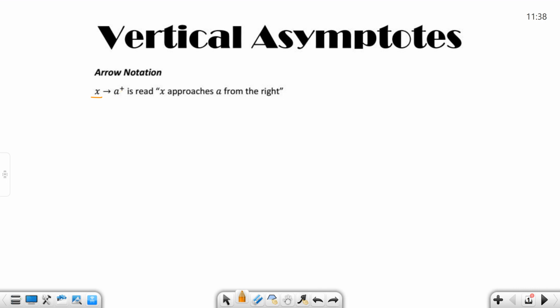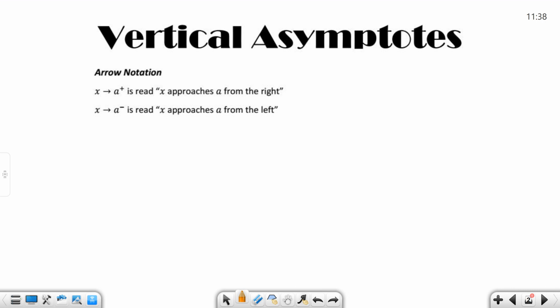That's because numbers bigger than something are on the right side of it. And so a plus sign means, well, if it's a plus, it's bigger than a, right? So then we're going to say from the right. All right, so then what if I change that plus to a minus? It says x arrow a with a little minus. We read that as x approaches a, and then the minus sign, if you subtract something, that's going to be from the left or less than it. So x approaches a from the left.